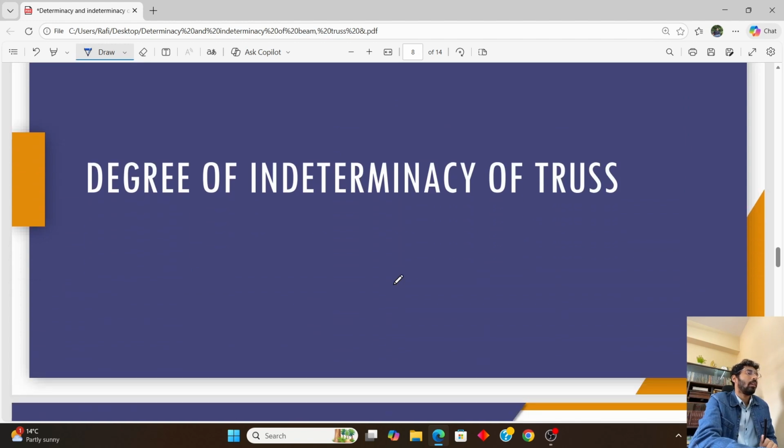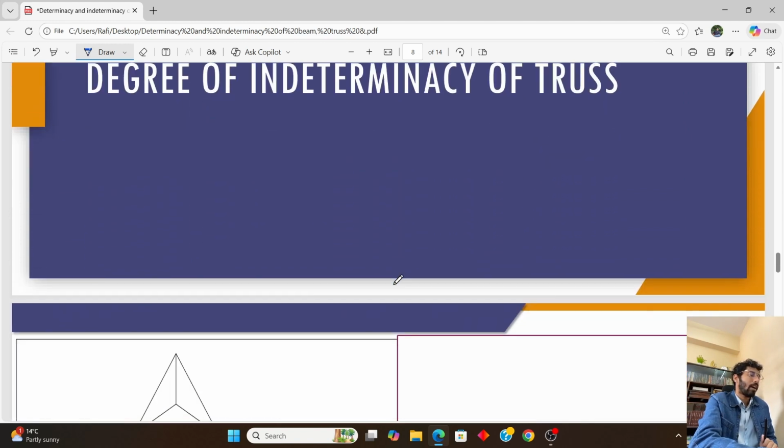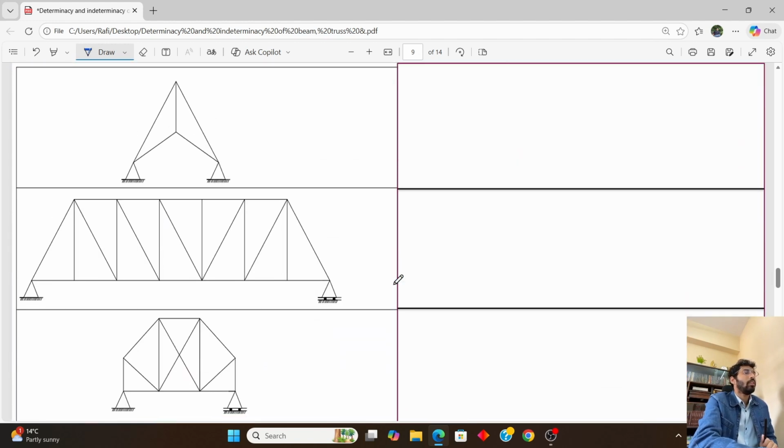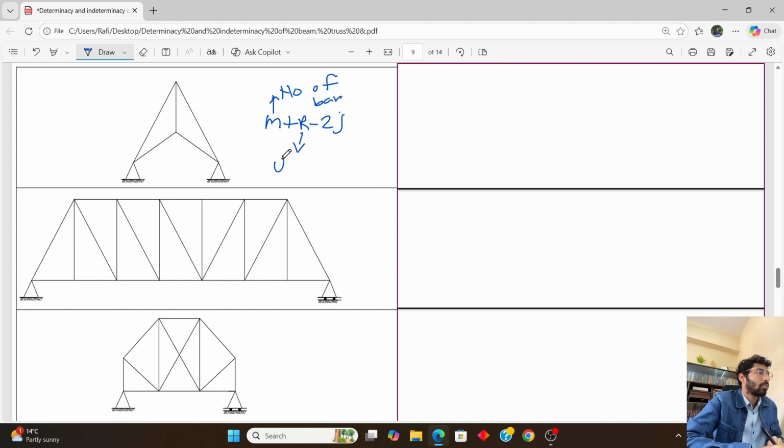Now we are looking at the degree of indeterminacy of trusses, and we need to remember one formula whenever we are calculating a truss: M plus R minus 2J. This is the formula. What is M here? M is the number of bars, R is the number of unknown reactions, and J is the number of joints.